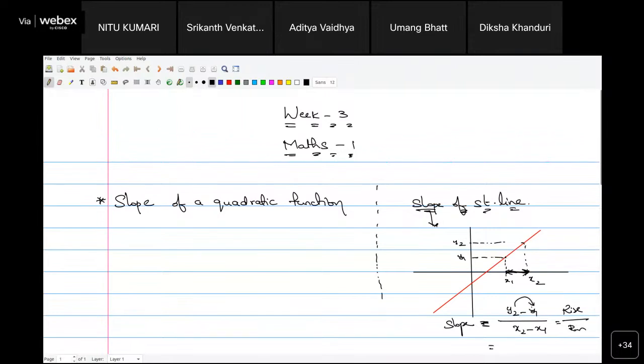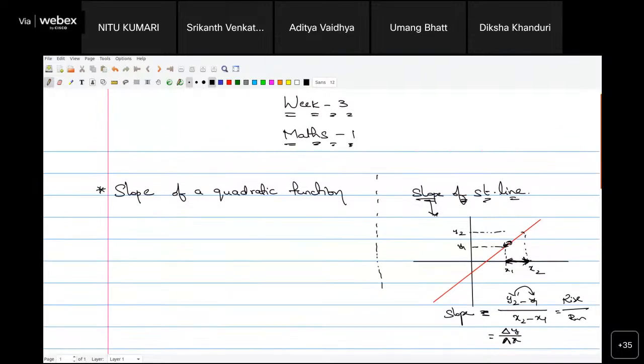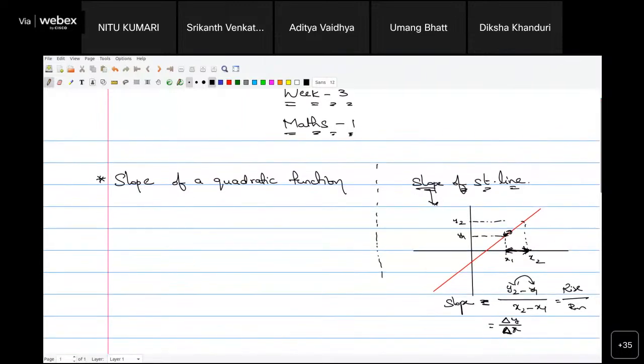And even this y2 and y1 need not be too far apart. Sometimes we take a very small shift in x and see how much shift in y there is. It is sufficient. So we simply say delta y by delta x. Delta refers to a small change, not big changes. A very small change in y divided by a very small change in x will give you the slope of a line.